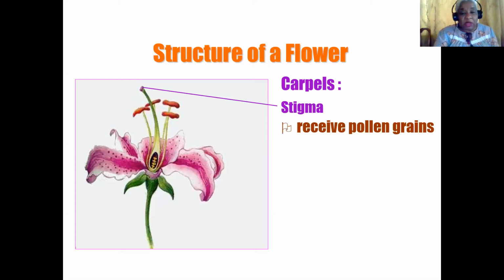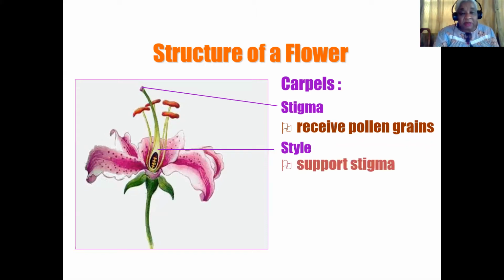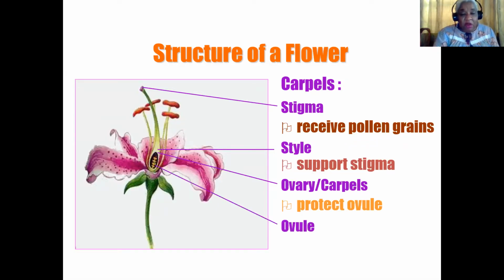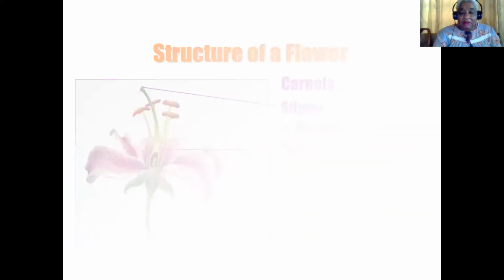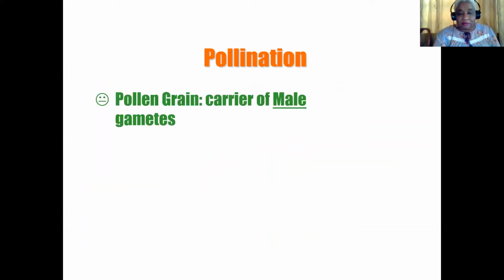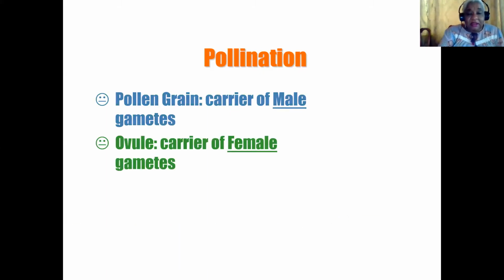It's usually sticky as well. The style, which is a long tube that supports the stigma and connects the stigma to the ovary. Inside the ovaries, we have your ovules. So in pollination, the pollen grain carries male gametes and the ovule carries female gametes.